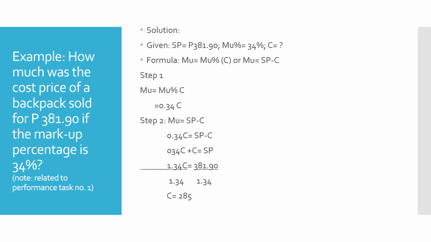Now, step 1. Since ang given ay markup percentage, kuhain muna natin si markup percentage. So, markup amount is equal to markup percentage times cost. We have 0.34. Again, kung siya ay naka-percentage, dapat i-convert natin siya to decimal. So, paano ginawa yon? That 34 divided by 100 is 0.34 times C or times cost. Okay. Now, that is your markup amount, 0.34 C.